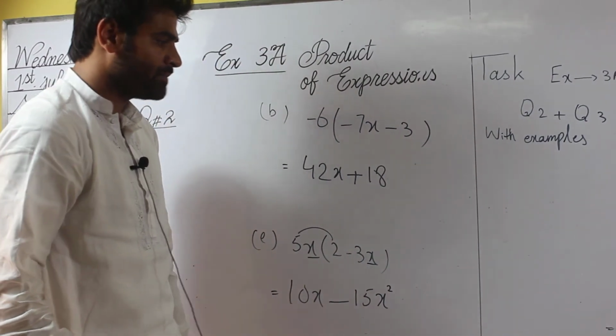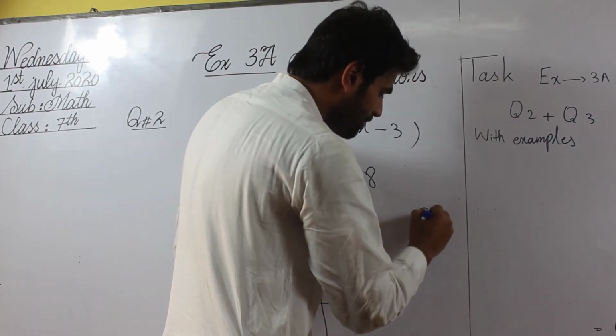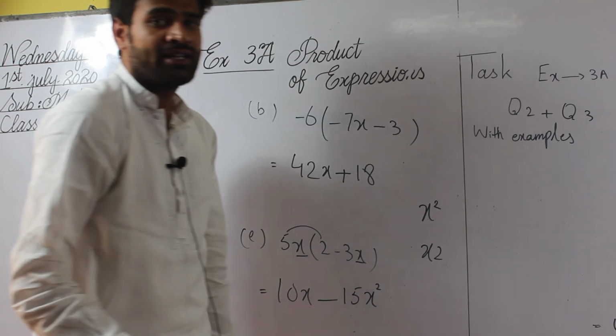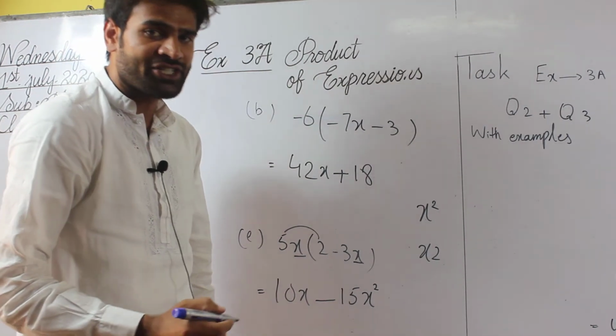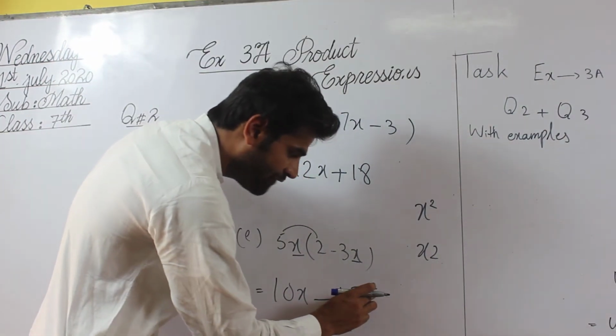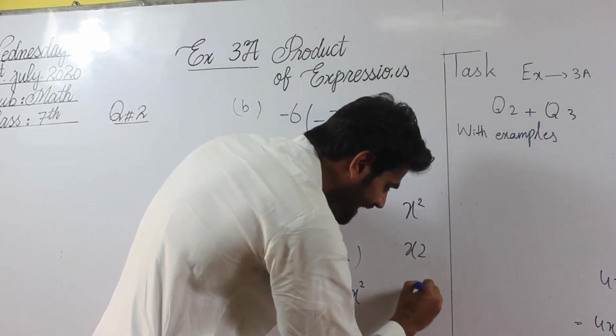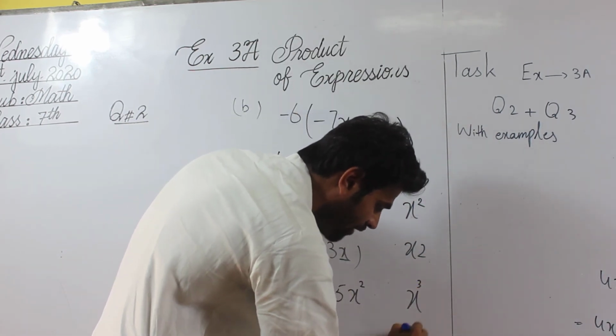And one problem: students do not mention their powers just like that. It's a major mistake. We mention the power on the head of the variable, x squared. If I write x cubed, then on the head I mention the power.